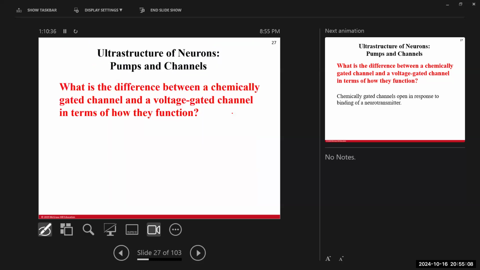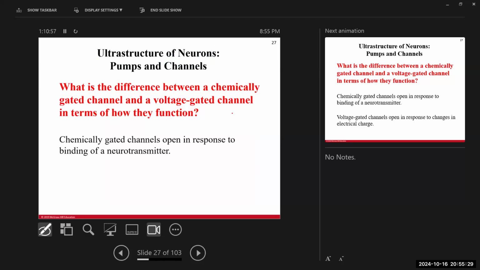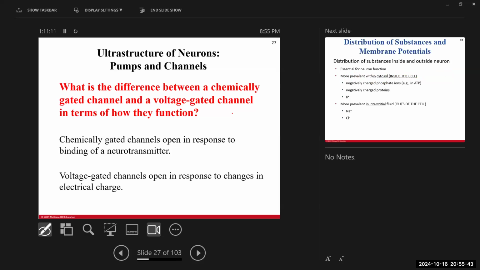So, question for you. What is the difference between a chemically gated channel and a voltage-gated channel in terms of how they function? So for a chemically gated channel, what do we need to do to open it up? We need a neurotransmitter. That neurotransmitter will then open up that channel there. For a voltage-gated channel, what do we need to open that channel up? Yeah, we're going to need some sort of change in the voltage there. So we're going to have something that has to do with the electrical charge. Remember, it was positive outside the cell, negative inside the cell. We need to have a change in that, something that's going to make it negative outside and positive inside, which is what leads me to the next slide, which is a perfect slide to end on.